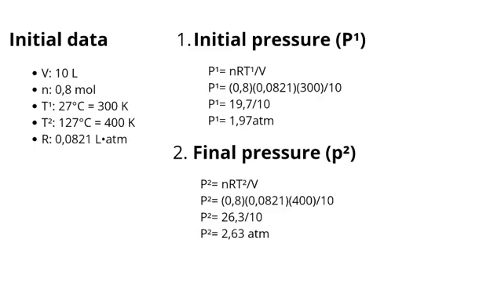And for the final pressure, we just take the 0.8 multiplied by 0.0821, then multiplied by the new temperature, that is 400, divided by 10. And we got the result: 2.63 atmospheres for the final pressure.